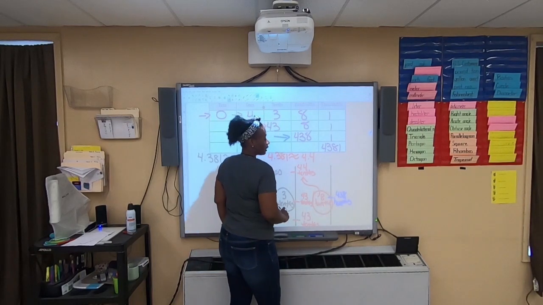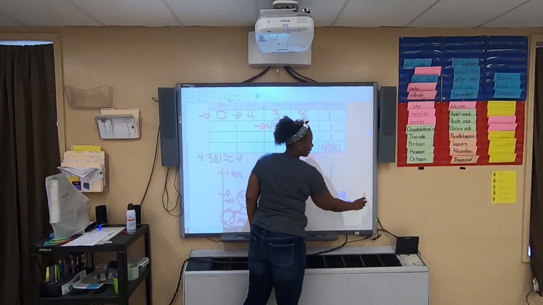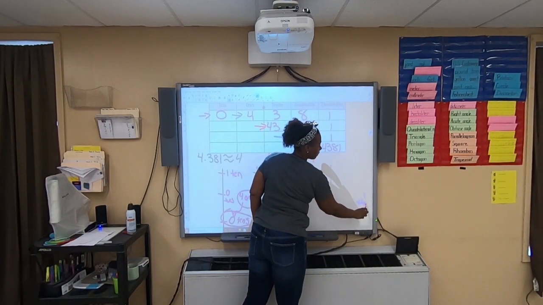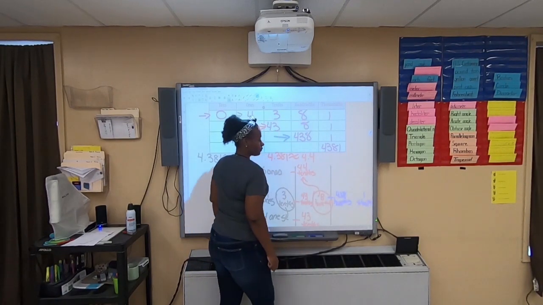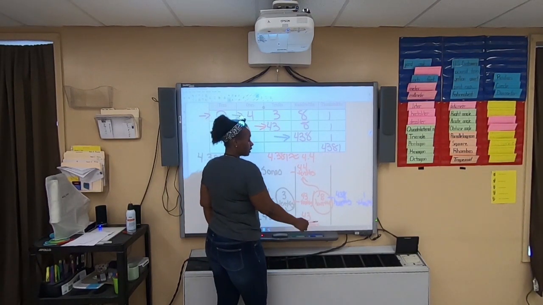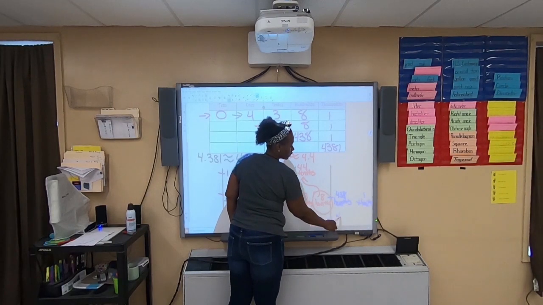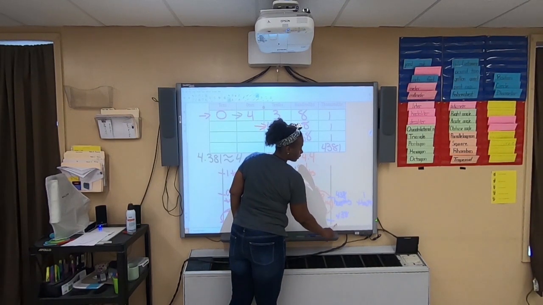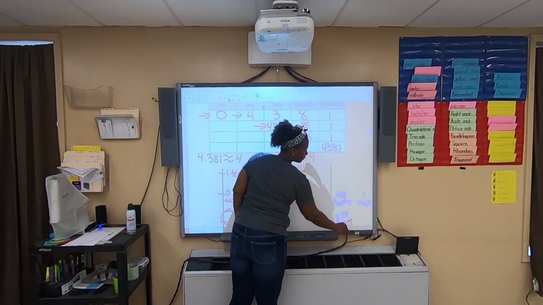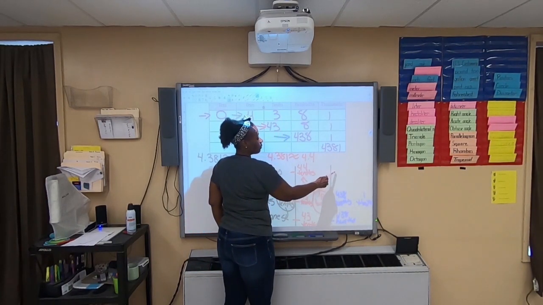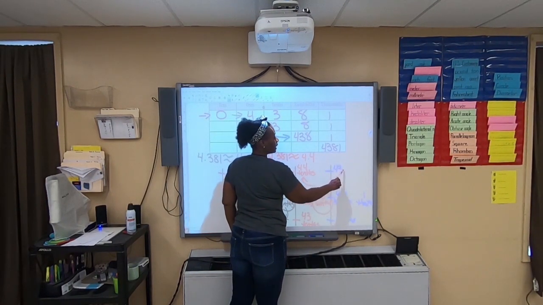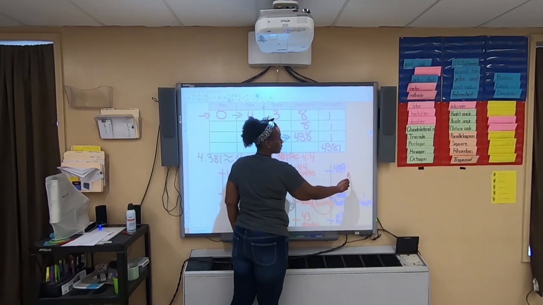I'm going to abbreviate again. And I need my thousandths, which I'm also going to abbreviate. It's either going to round down to 438 hundredths, or it's going to round up to 439 hundredths.